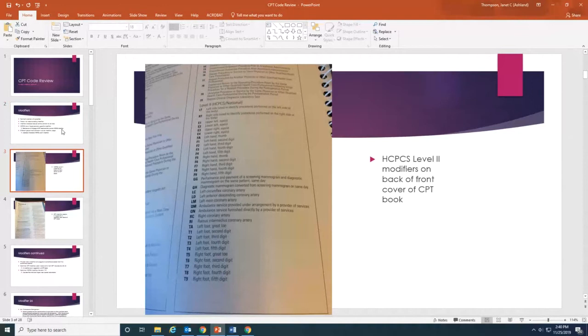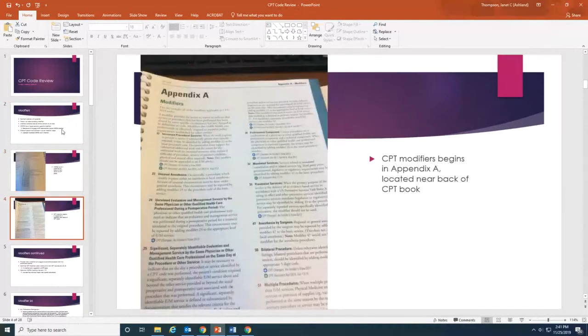So these are the HCPCS Level 2 modifiers on the back of my book. Now, it very well could be possible your CPT book doesn't have this. I'm not going to assume anything, but these are searchable online as well. But it's nice that we have these commonly used modifiers on the inside front cover of the CPT book. So you'll see there are a lot of directions. We have left side versus right side, upper eyelids, lower eyelids, specific fingers and toes.